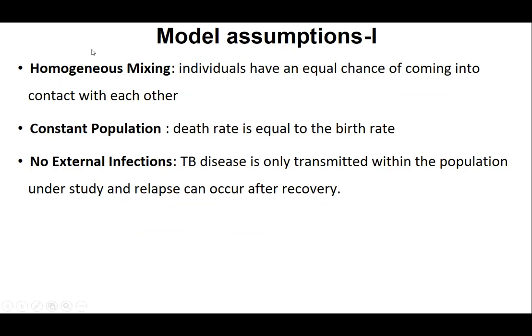We made a few changes in our assumptions. We are looking at homogeneous mixing, where individuals have an equal chance of coming into contact with each other, and our population is still constant, where the death rate is equal to the birth rate from all the compartments. Then there are no external infections. Our TB disease is only transmitted within the population under study, and relapse can still occur after recovery. So there is no reinfection, there is only relapse.